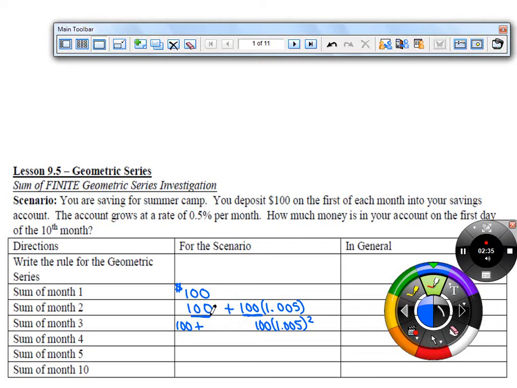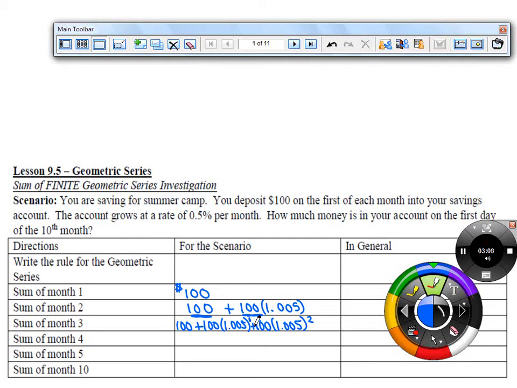But this 100 that was put in on the 2nd month, it's multiplied by 1.005, but that's only to the first power because it's only been sitting in the account for a month. Okay? So notice that the sum of the 3rd month is going to have the 100 you put in, the 100 from the previous month, so that puts the rate to the first power, the 100 from 2 months ago, so that's why that's to the 2nd power, and then you'll be able to continue that.